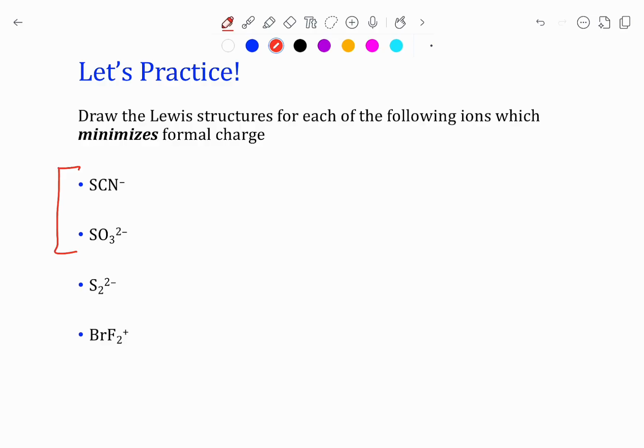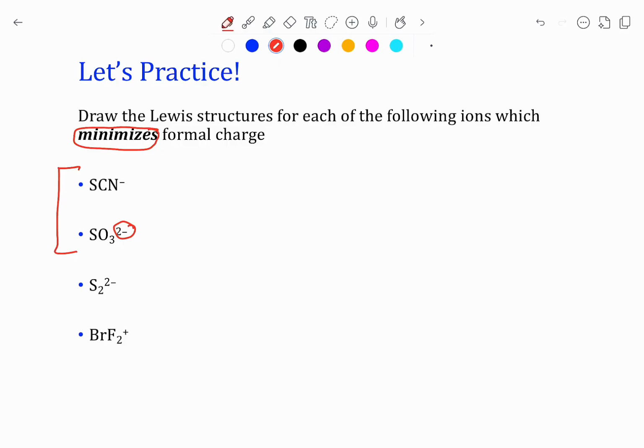I just want to point out two small typos. In your packet, yours says maximizes. I want to rewrite that as minimizes formal charge. We want the formal charge to be as small as possible. I apologize for that typo. And my other typo is this is going to be SO3 2 minus. Your packet says SO3 minus. I forgot that too, so please correct that in your packet as well.